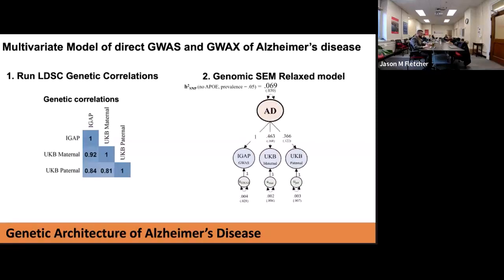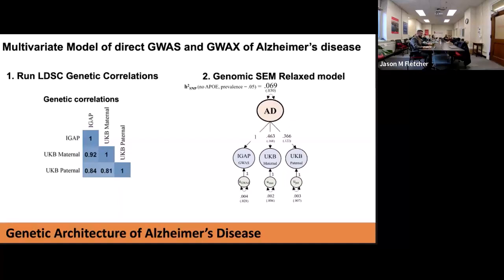So in the model, the SNP-based heritability in the liability scale, assuming a population prevalence of 5%, was over double the one reported in the largest GWAS to date, assuming the same population prevalence. This is excluding the APOE region.